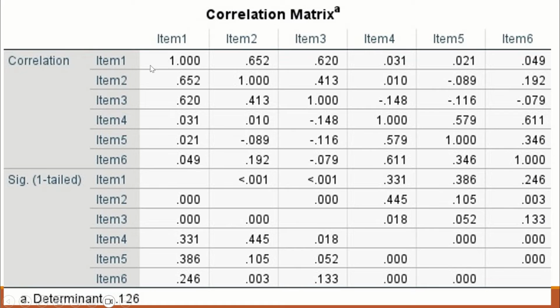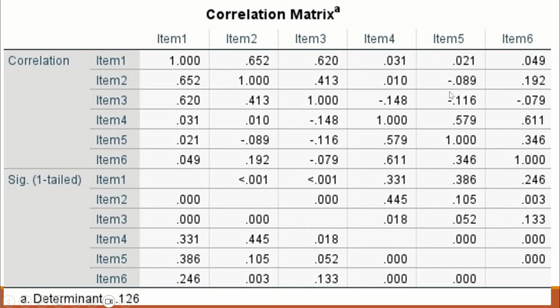So for the correlation, when item 1 is correlated with item 1, it is perfect correlation. Item 1 correlates with item 2, the value is 0.65, which is within the range. For item 3, within the range. Correlation between item 1 and 4 is very poor, less than 0.3, it is 0.03. So this item number 4 is weakly correlated with item 1, and item 1 and 5 is less than 0.3.